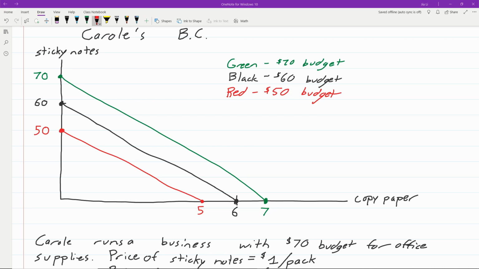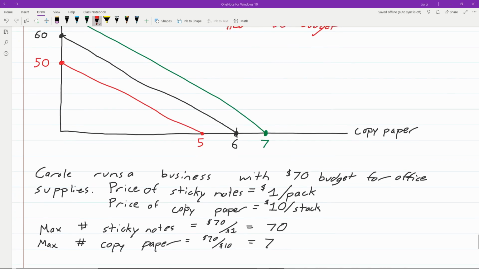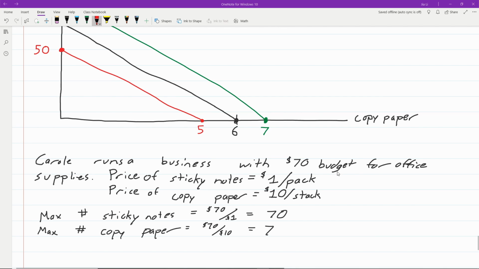Now, you might ask, well, why is it that the line of the budget constraint doesn't get a different slope? Why doesn't the slope change? That is because, as we discussed from before, the opportunity cost is what determines the slope of the line, the trade-off between buying one good versus buying the other good, right? So even though when we scroll down here, it says Kale has a $70 budget to buy office supplies with, the trade-off of buying a stack of copy paper is still the same as it was before. It's the same no matter whether she has a $70 budget.